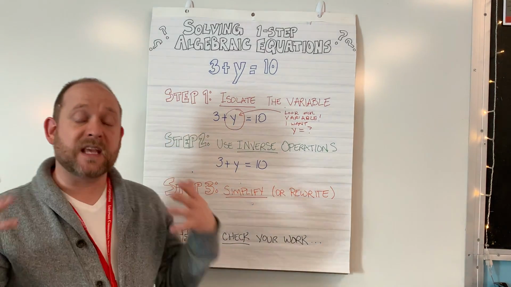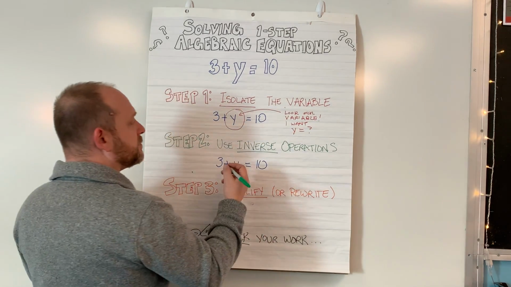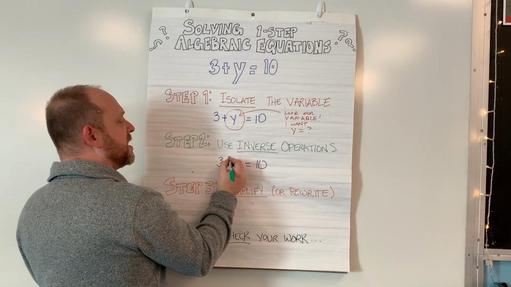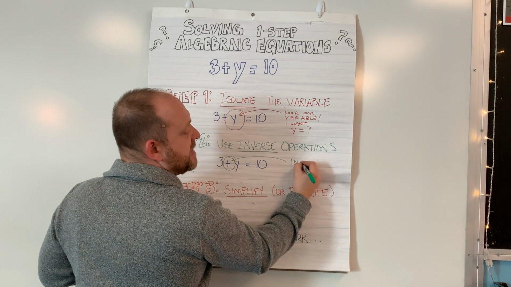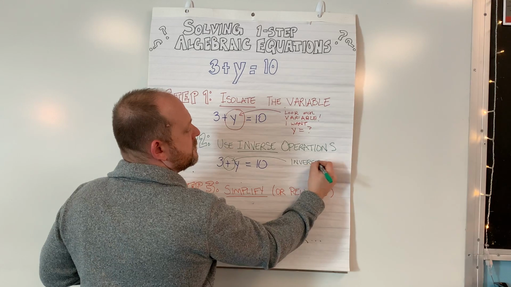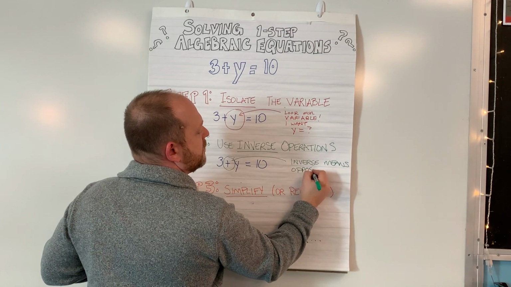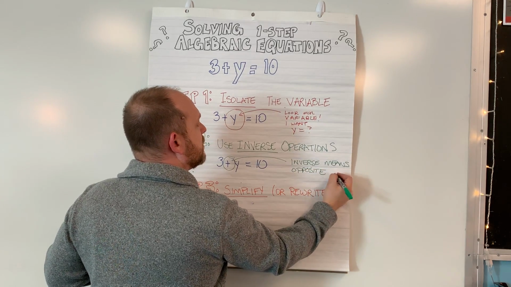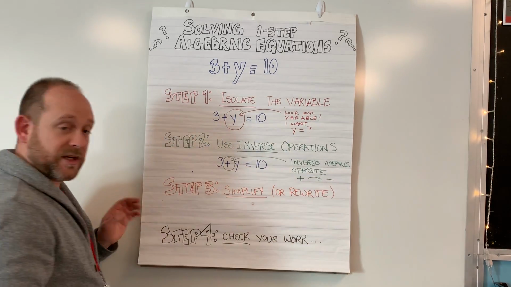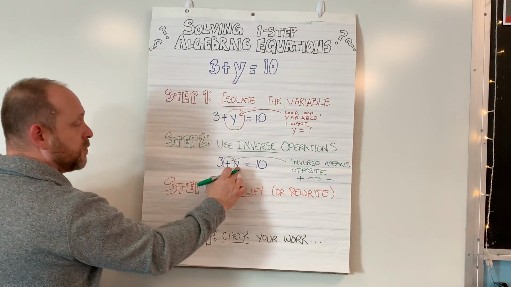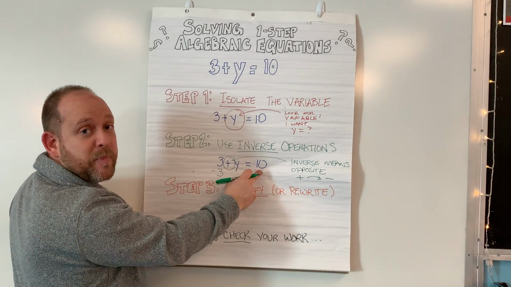Next thing we need to do, we need to use inverse operations in order to get that variable by itself. Now in this case, I'm going to use the inverse of addition. Inverse means opposite. So the opposite of addition would be subtraction. So what I'm going to do with this problem, this is y plus 3, I'm going to subtract 3, but I need to do that from both sides.